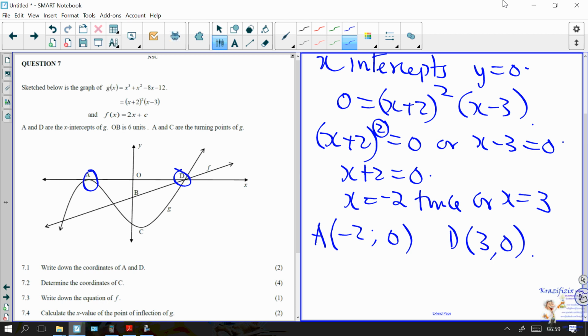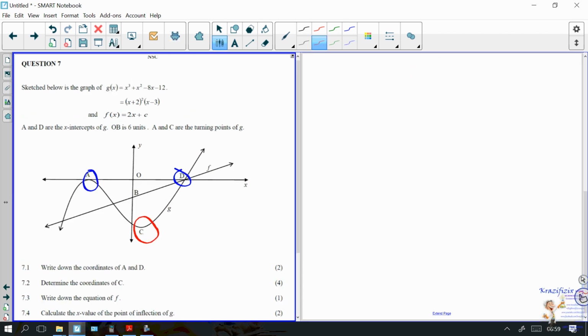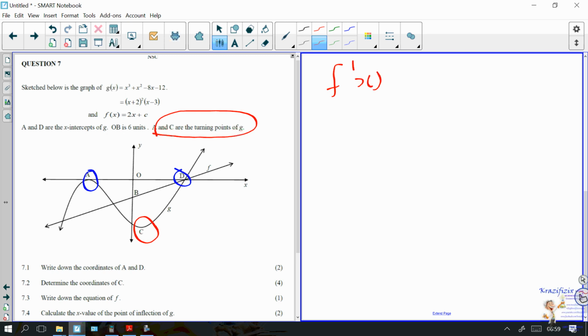All right, write down the coordinates of C. What do you notice about C? C here is my turning point, just like A. How do you get the turning point? Because we are told A and C are turning points, the first derivative must be equal to what? 0. So here we have g of x. My first derivative of the function should be equal to 0. But what is g of x? g of x equals x cubed.